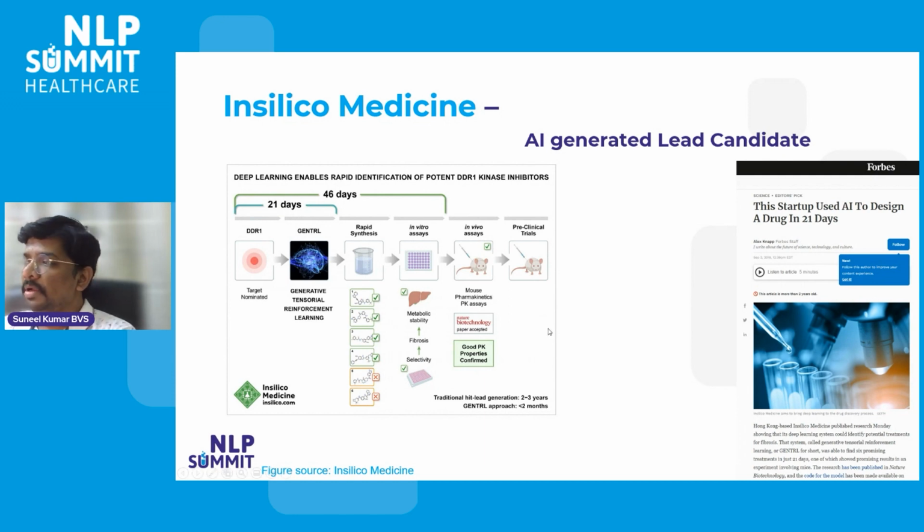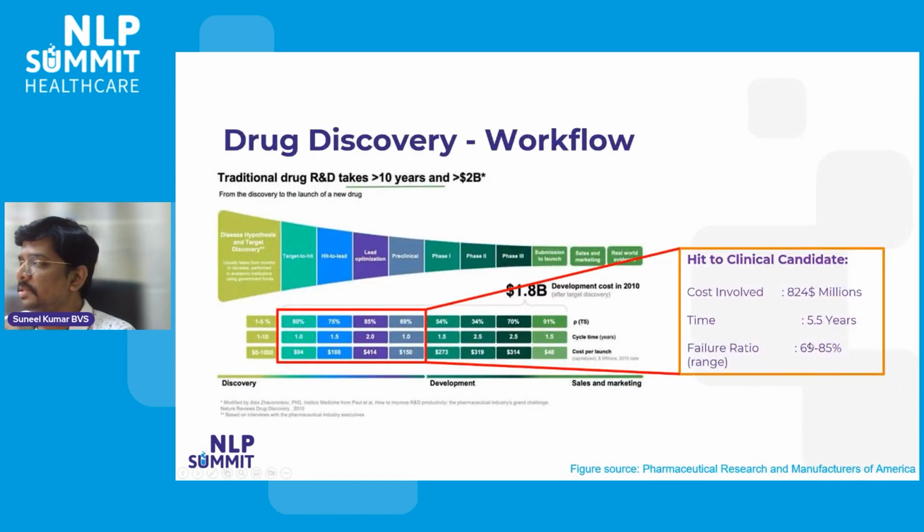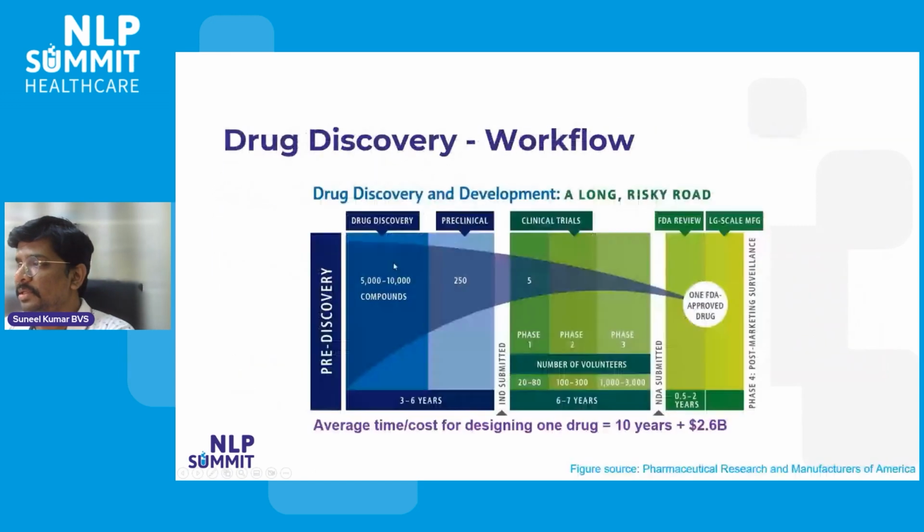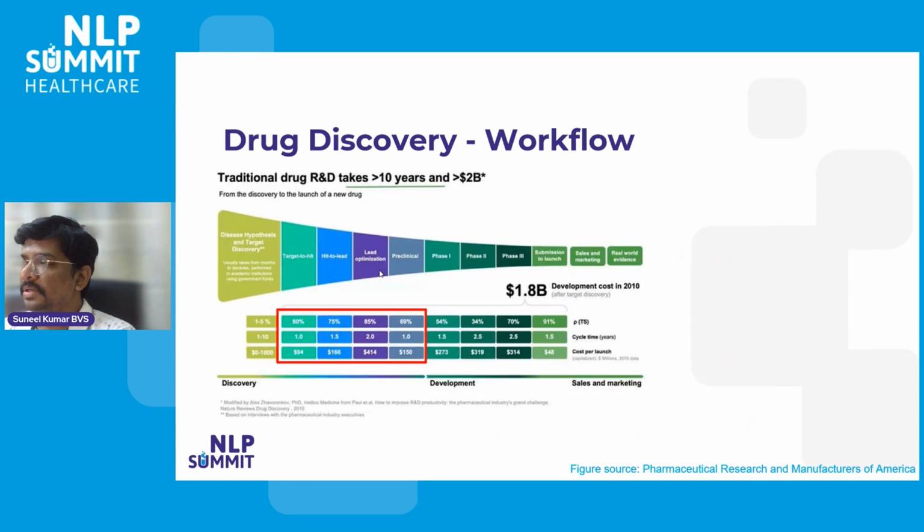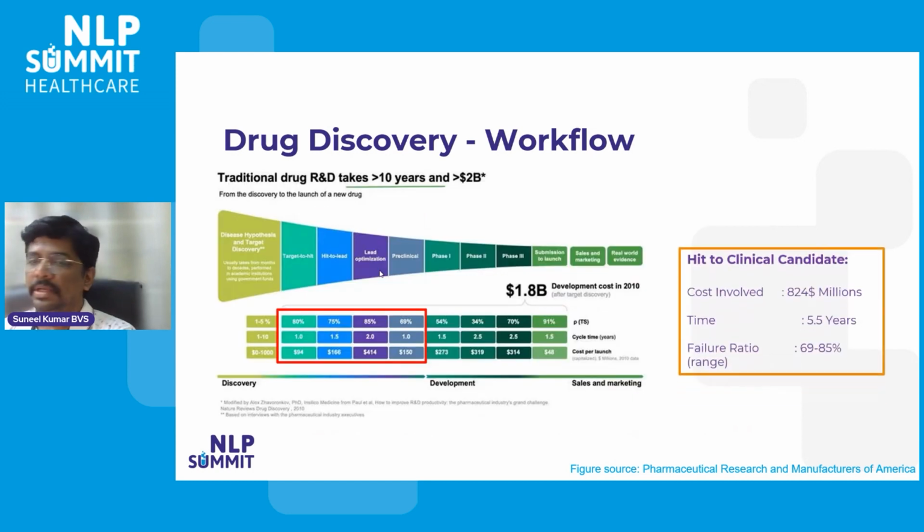So now come back to the previous slide. As we discussed, the cost involved is around $800 million and 5.5 years, and a huge number of molecules to be designed at the design phase. So now you are seeing that using the generative AI approach, they were able to identify a lead-like candidate within a span of 2 months by synthesizing six compounds. So that is saving huge time, money, and reducing the failure ratio. Right.